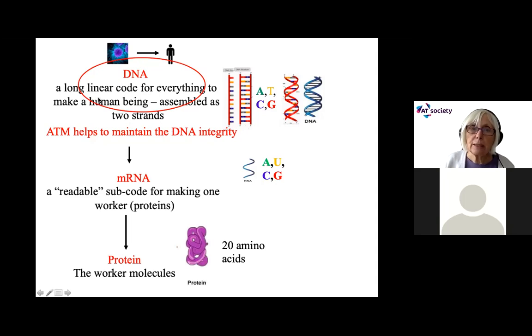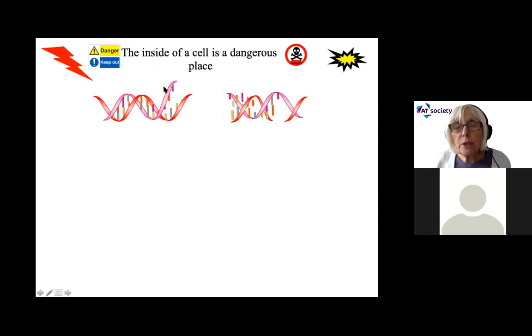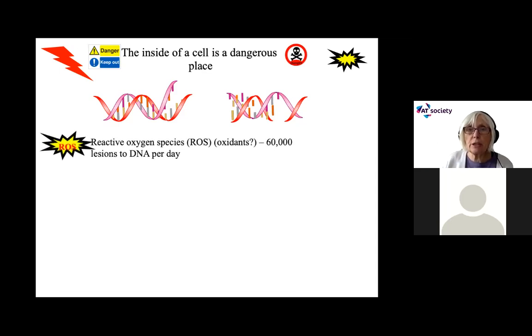And I might add that AOA1 is functioning here as well. We talked about the inside of a cell being a dangerous place. It's subject to a lot of damage. All the molecules are damaged, but of course the critical one is maintaining the integrity of the DNA. We talked about reactive oxygen species, which are byproducts of our own metabolism and can cause a lot of lesions to the DNA, and this should be per cell, per DNA.